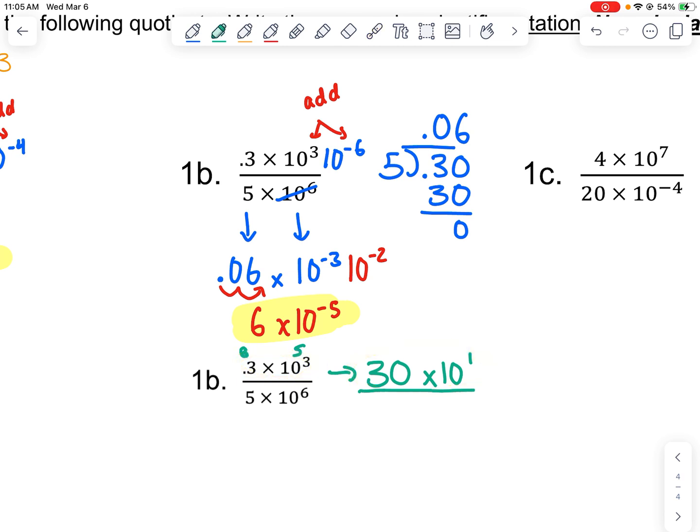The reason why I prefer this is now I can use mental math and I never had to do long division. I have 6 from 30 divided by 5, and I have 10 to the negative fifth from 10 to the first over 10 to the negative sixth, or again, I could cross this off and bring it up as 10 to the negative 6 here if I prefer.